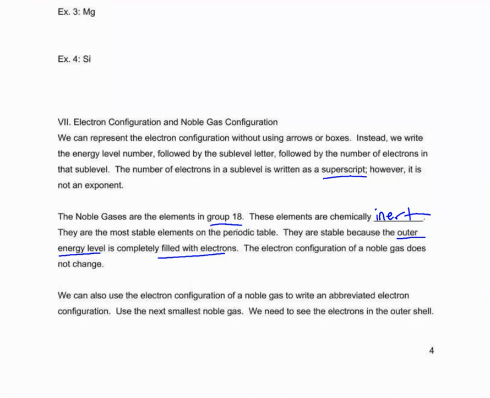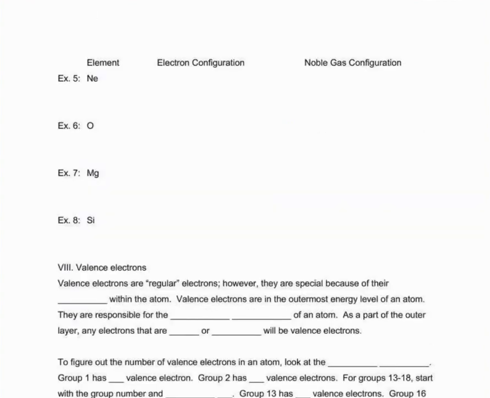We can also use the electron configuration of a noble gas to write an abbreviated electron configuration. So we had orbital diagrams, that was our boxes and arrows. The electron configuration eliminates the boxes. The noble gas configuration makes it even more abbreviated. So let's go ahead and look at some examples, and then we'll come back to those pieces.